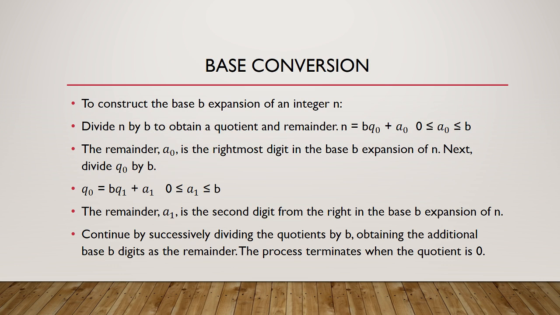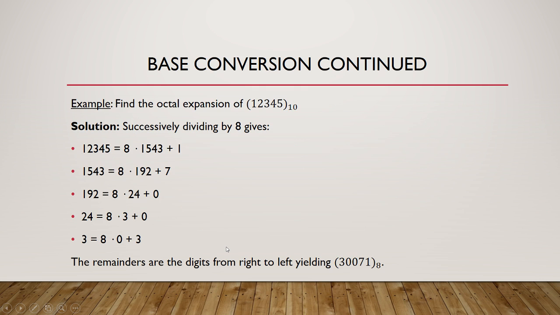Base conversion. To construct the base b expansion of an integer n, divide n by b to obtain the quotient and remainder seen here. The remainder, a sub 0, is the rightmost digit of the base b expansion of n. Next, divide q sub 0 by b, as seen here. The remainder, a sub 1, is the second digit from the right of the base b expansion of n. Continue by successively dividing the quotients by b, obtaining the additional base b digits as the remainders. The process terminates when the quotient is 0. As we can see here, we divide by 8 and get a remainder, divide by 8 again and get a remainder, and keep moving to the left. We eventually get 0, so the base 8 number is 30071.